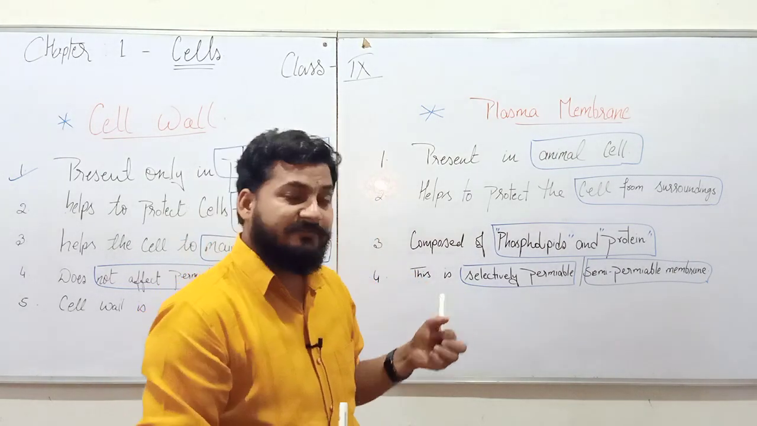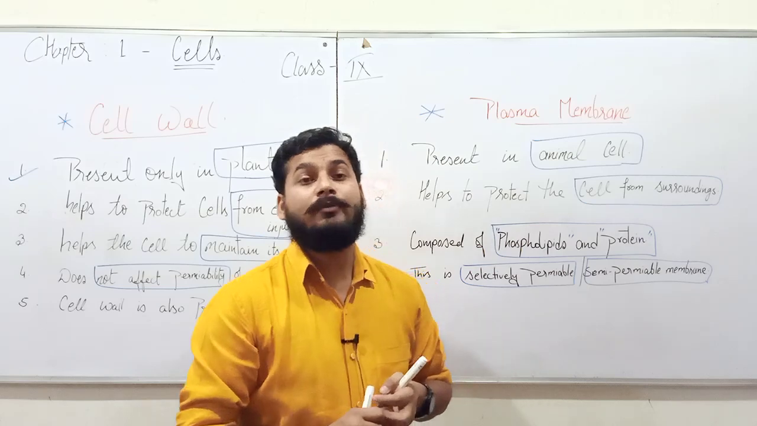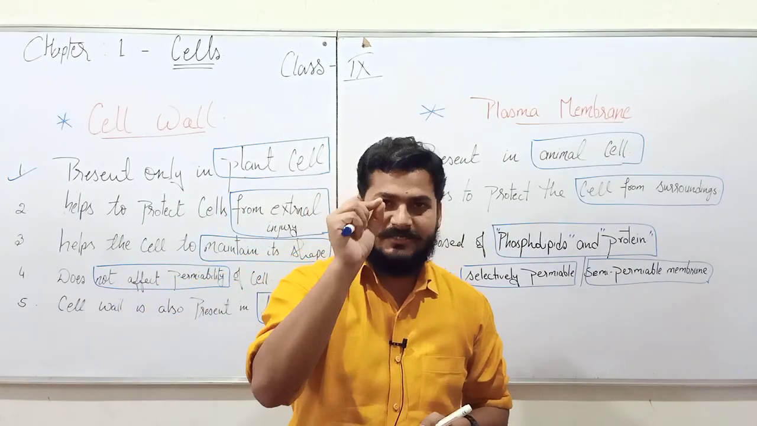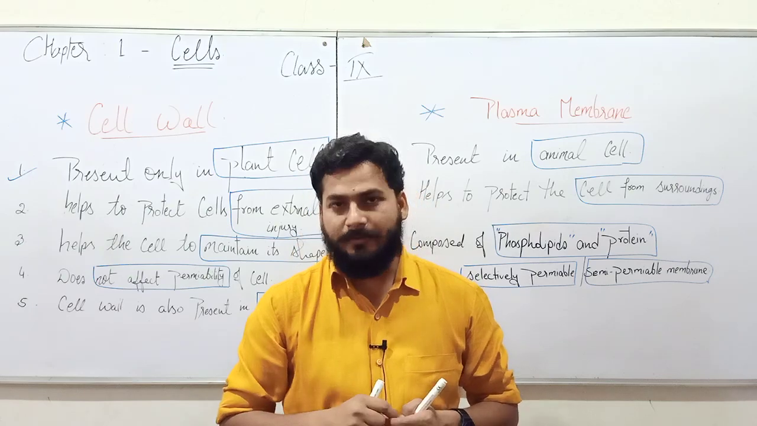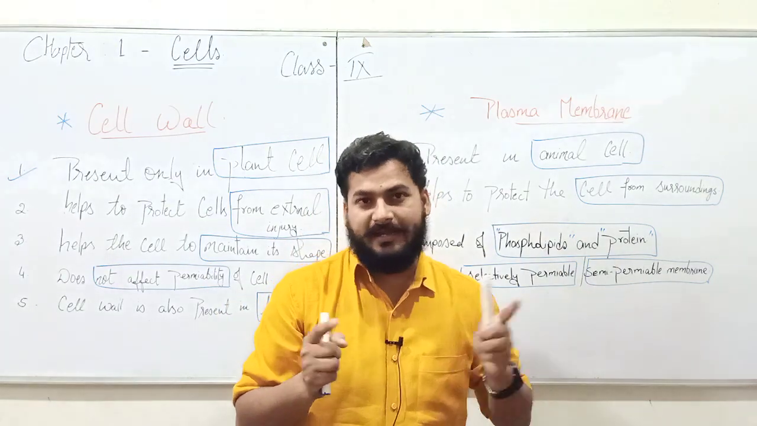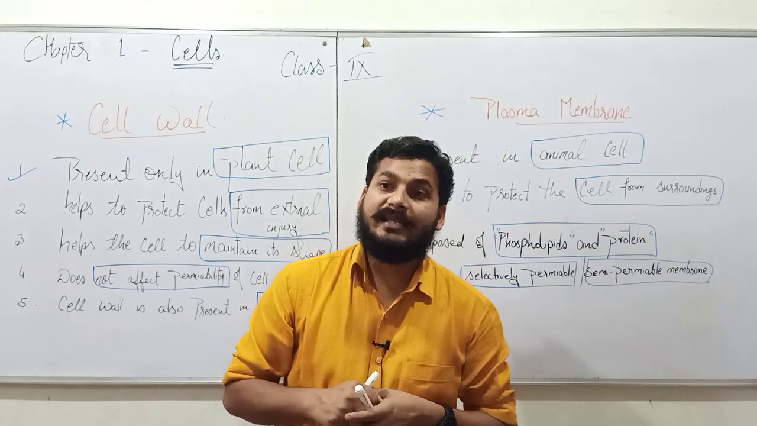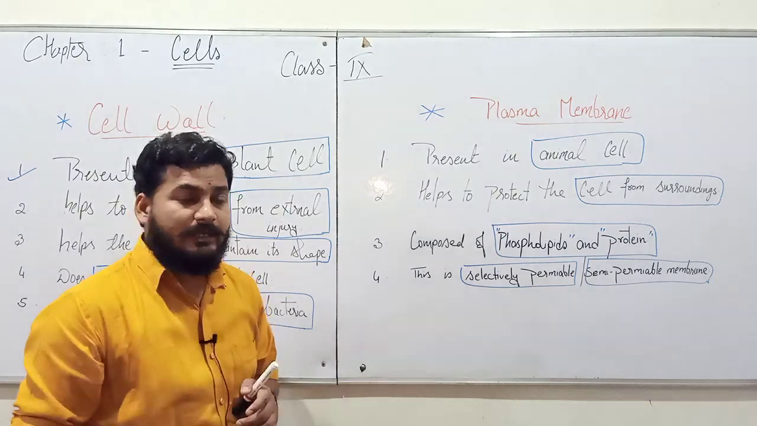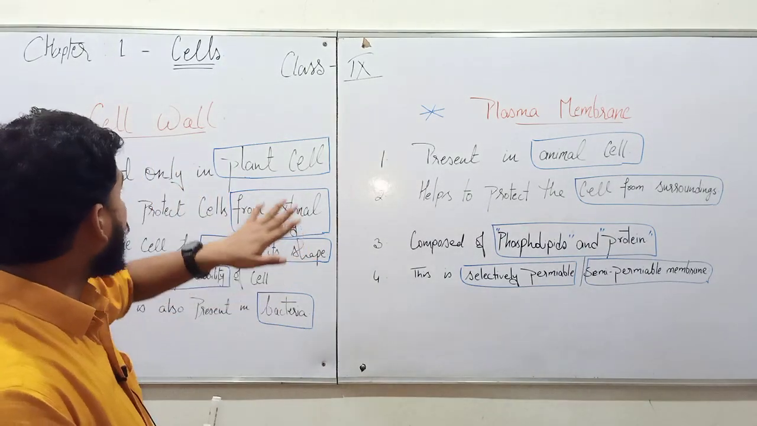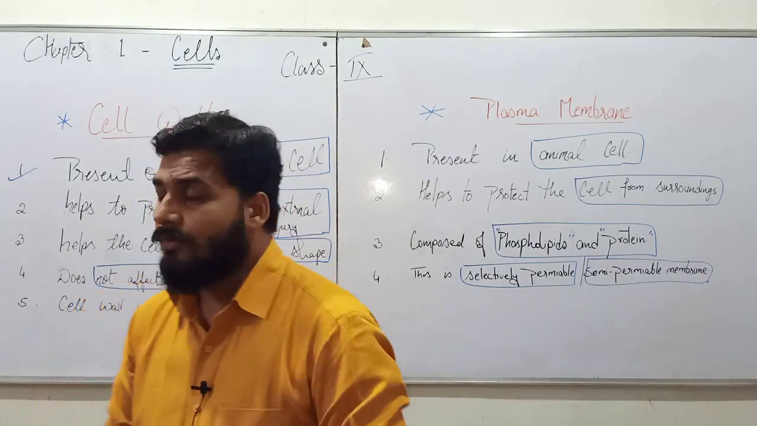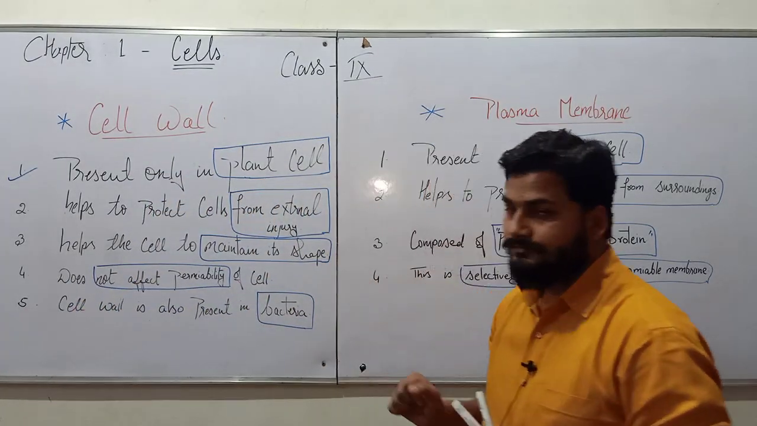But in case of selectively permeable membrane, it will block almost everything and will allow only specific one or two components which have been already decided to pass through it. That is called selectively permeable membrane. So these are two types of membranes we talked about, cell wall and plasma membrane. I talked about the differences.